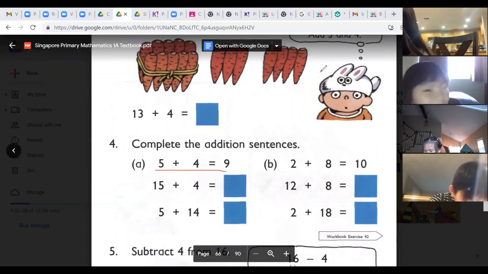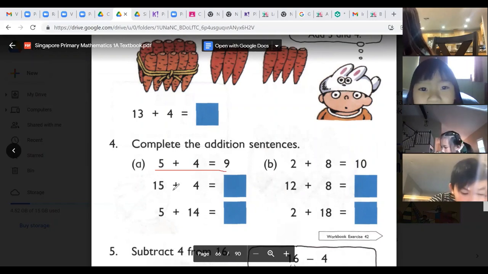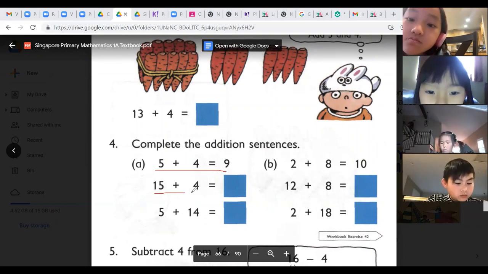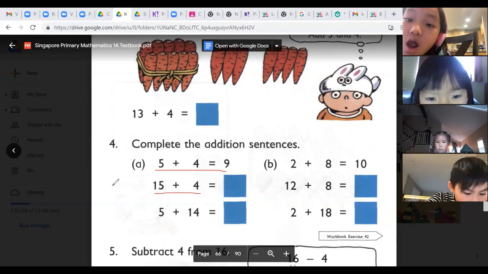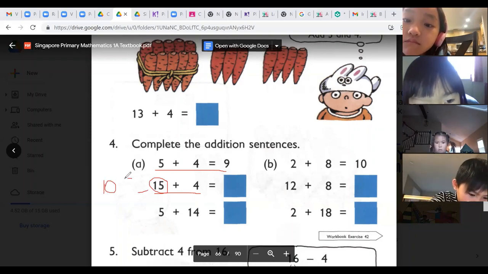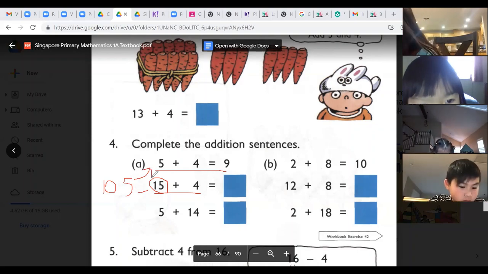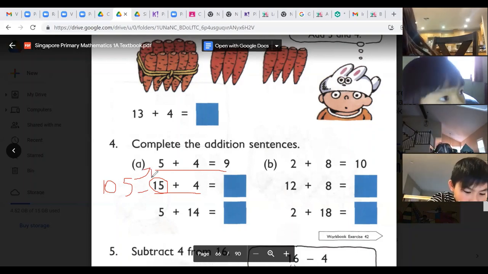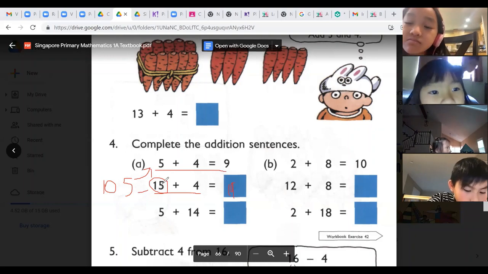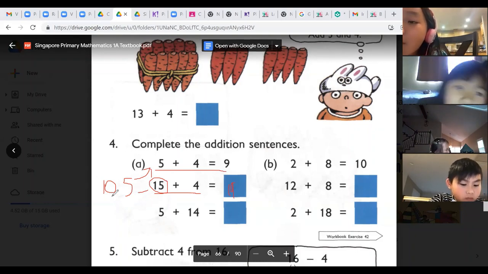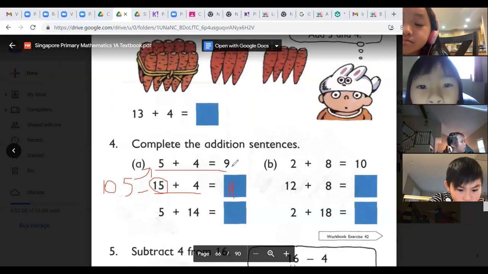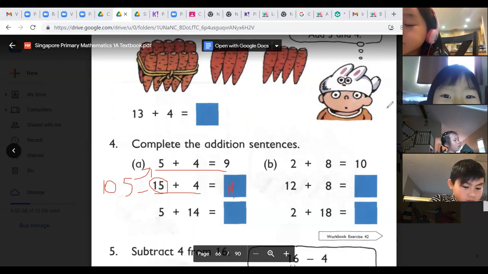As a demonstration, I'll go ahead and do A, and then I'll need someone else to do B. But okay, so we know that 5 plus 4 is 9. So 15 plus 4 is a mysterious number. If we look at 15, we know that it is made out of 10 and 5, okay? So if we know that 5 plus 4 is 9, we know that 15 plus 4 is really 19. And this is because 15 is just 10 more than 5, right? Because 15 is made out of 10 and 5. So really all we're doing is we're adding 10 to the 9. And we know if we have 10 and 9, it's 19. So that's how we would get our answer.